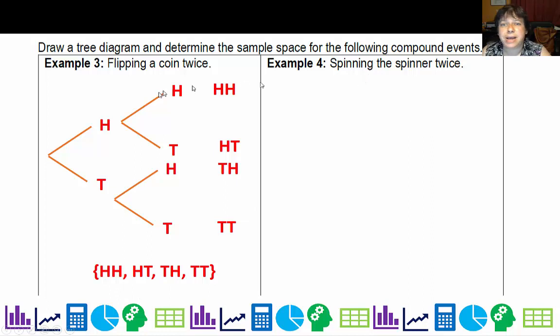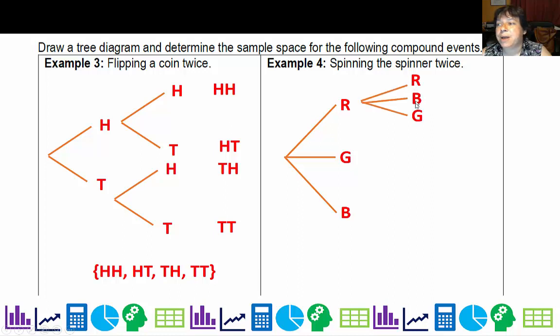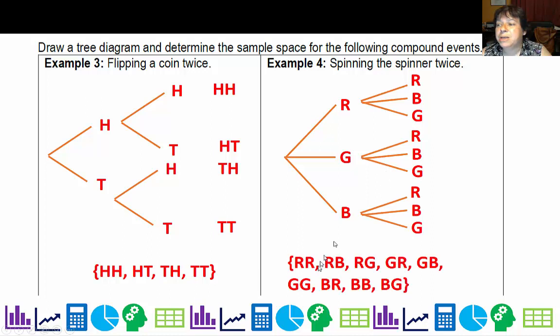If I'm going to spin that spinner that I had before twice, well, I'm still starting off with the same set of branches I had before, red, green, and blue. I'm spacing it out more because I know that I'm going to have more spins. If I spin red, I'm going to spin it again. And I can still spin red, blue, or green. Same thing here, here, and here. So my sample space is red, red, red, blue, red, green, green, red, green, blue, green, green, blue, red, blue, blue, blue, green.